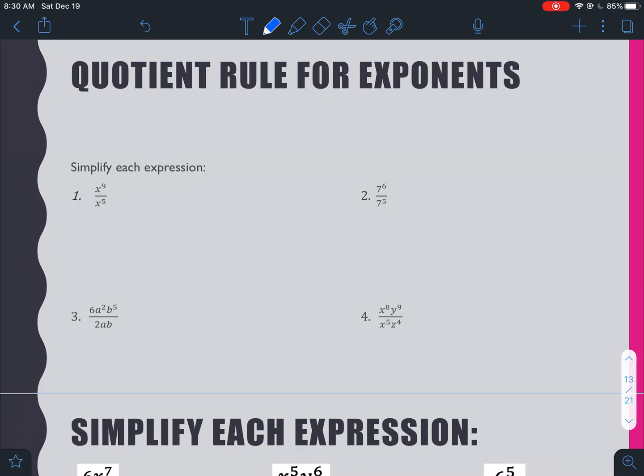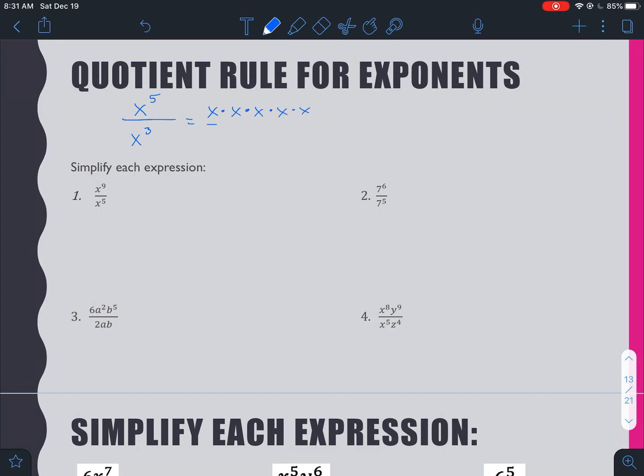All right, our next rule is called the quotient rule for exponents. And remember, quotient means divide. So this is when you have a fraction and both of the terms in the numerator and the denominator have the same base, then you can use the quotient rule. So for instance, if I had something like x to the 5th over x to the 3rd, how does the quotient rule work? Well, let's expand these out.